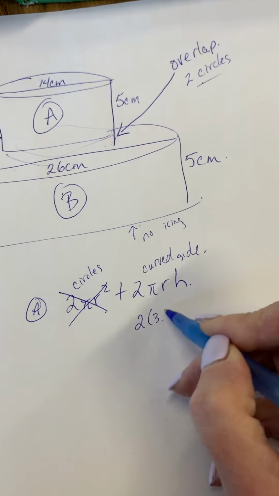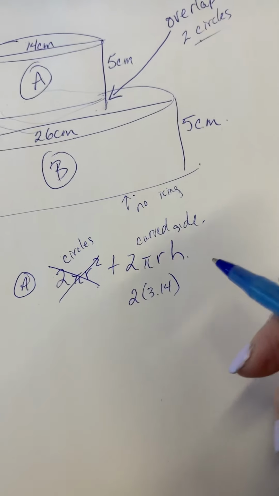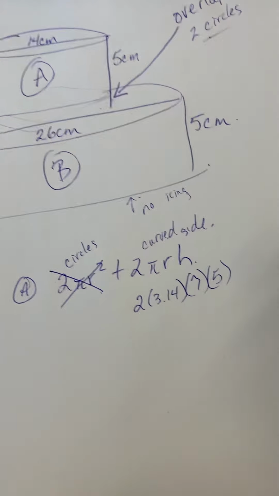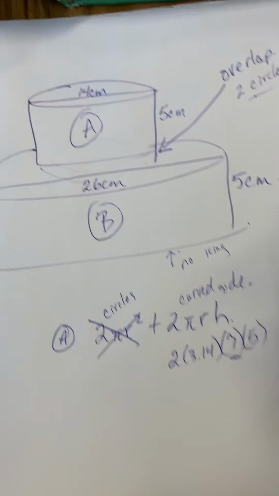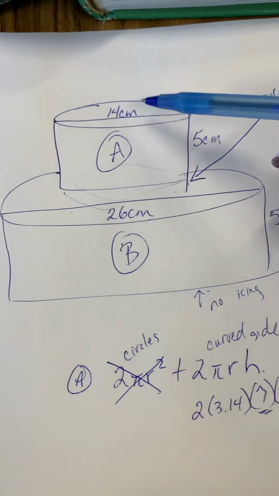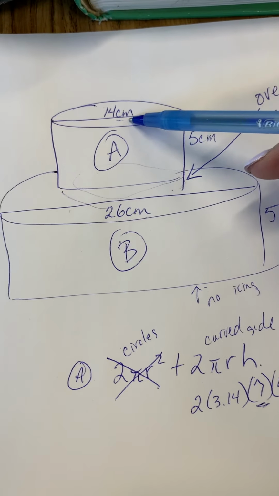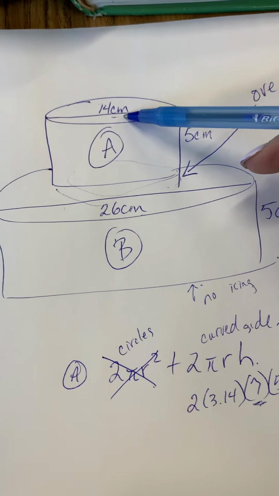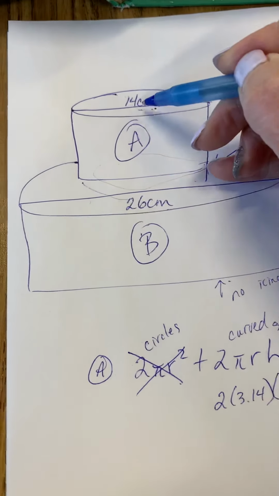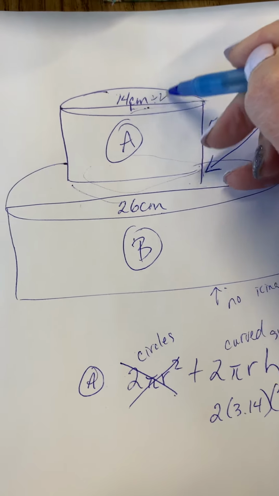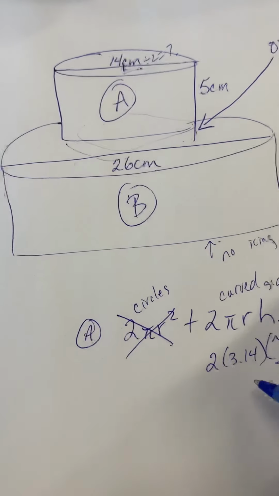2, and I use 3.14 because I'm old, times 7 times 5. Now let's stop here for a minute. Where did I get the number 7? Let's go back here. People might say to me, well, Mrs. Rosso, it says 14. But remember, we talked about this. That's the diameter, and the formula uses radius. So you have to have a little background knowledge here. Half of the diameter is the radius, so we would divide that by 2 and get 7. That's where I got the 7 from.